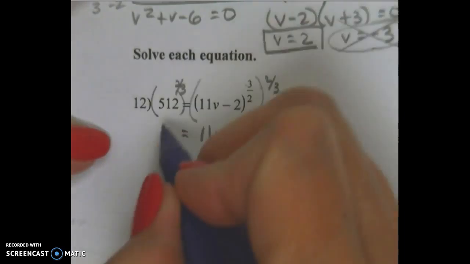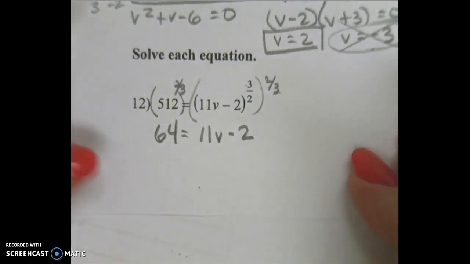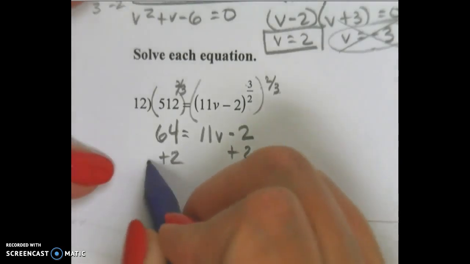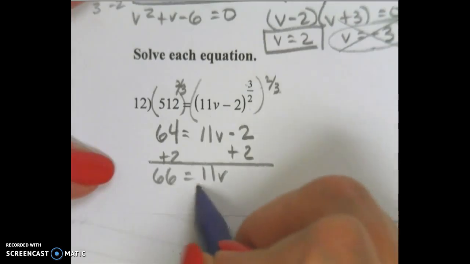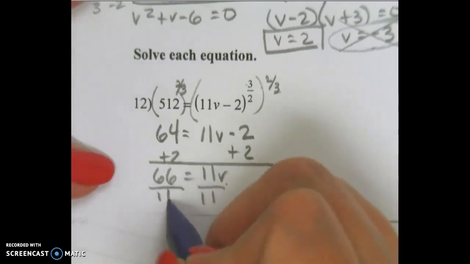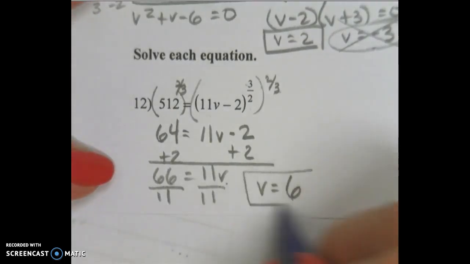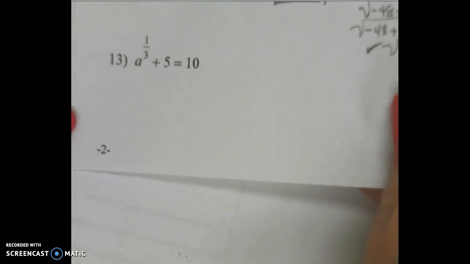And that will give me 64. And now I have to keep solving. I add 2 to both sides. Gives me 66 is equal to 11v. Divide by 11. And v equals 6. And there's my solution.